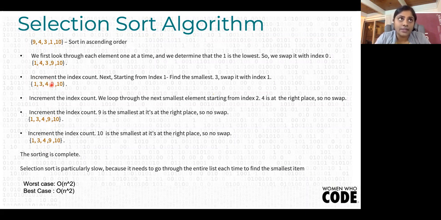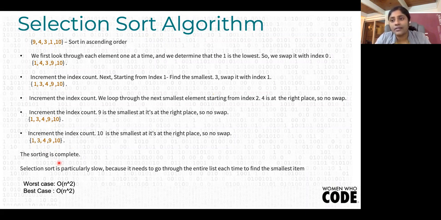Now we increment the index count and we loop through to see what is the smallest element. 9 is the smallest. It's at the right position. So no swap here. And now you increment the index count to 10, and 10 is the last element and it's the smallest. There are no elements after it. So there is no swap. The sorting is complete. The array is sorted from 9, 4, 3, 1, 10 to 1, 3, 4, 9, 10.